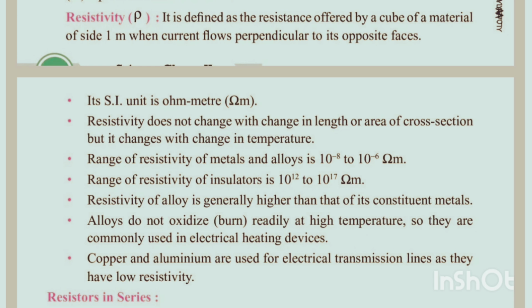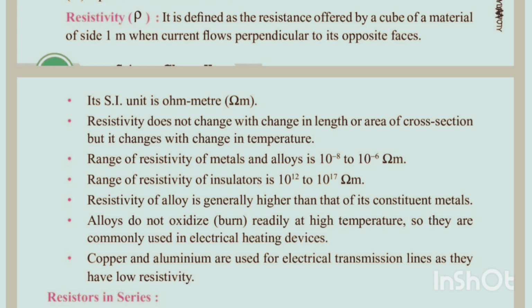You know that even an alloy has a higher resistivity when compared to the metals it is made up of. Okay. And alloys do not oxidize, meaning they don't burn readily at high temperature. So they are commonly used in electrical heating devices. Next, copper and aluminium are used for electrical transmission because they have low resistivity. This is about the resistivity.